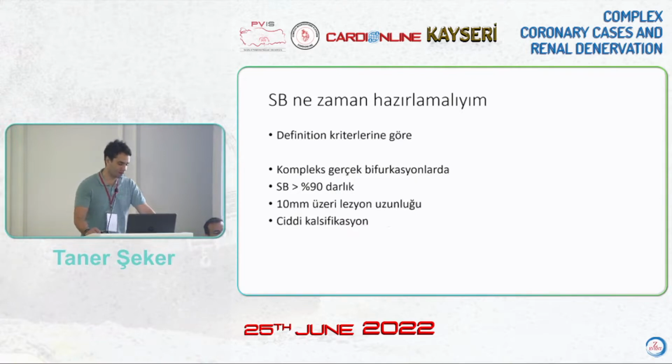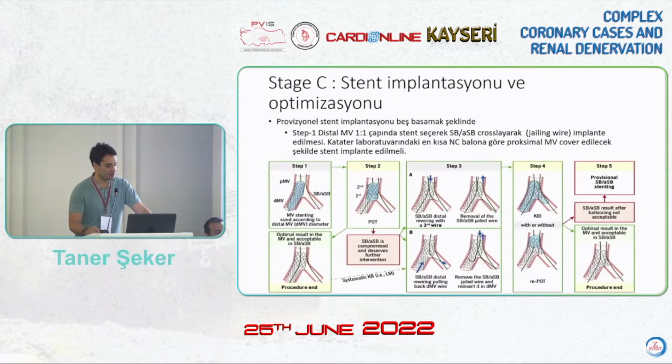When to prepare the side branch? Depending on the definition criteria, in complex real bifurcations, you can do it if the stenosis is more than 90%, if the lesion is longer than 10 millimeters, and if there is serious calcification, pre-dilatation can be done for the side branch. Stenting is the last stage, stage C. There are a few recommendations about the challenges to overcome.